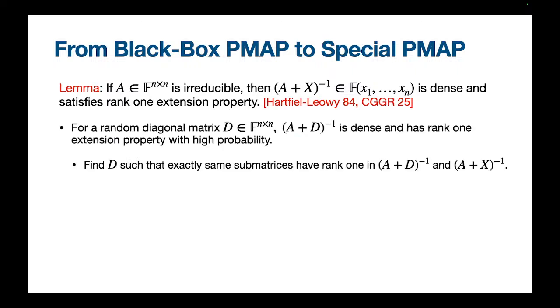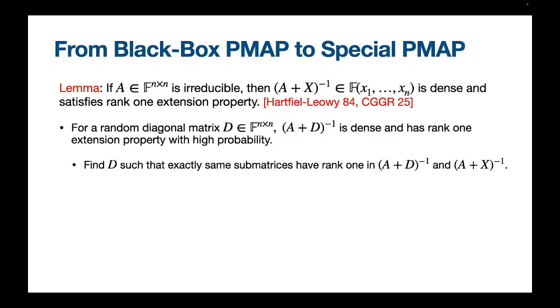But this is a matrix over rational functions as its entries, so it's not easy to work with. So we put in some random diagonal matrix, and we claim that it is again dense and has this rank 1 extension property. First we have to show that it is dense. This is because we know that the matrix entries are non-zero, and if we take a random substitution for these variables, then from the Schwartz-Zippel lemma we know that this rational function will be non-zero. Hence all the entries of A plus D inverse are also non-zero. So for each entry we get some instance of PIT.